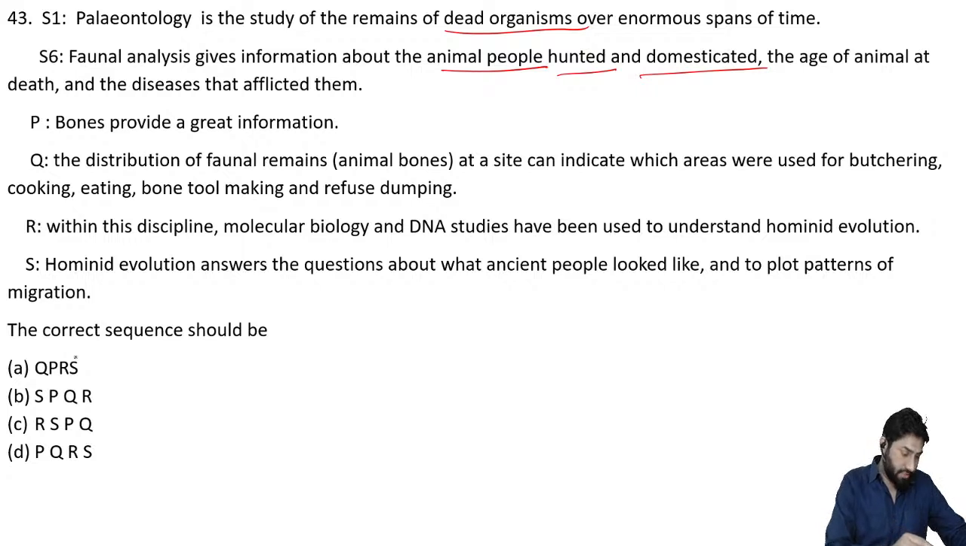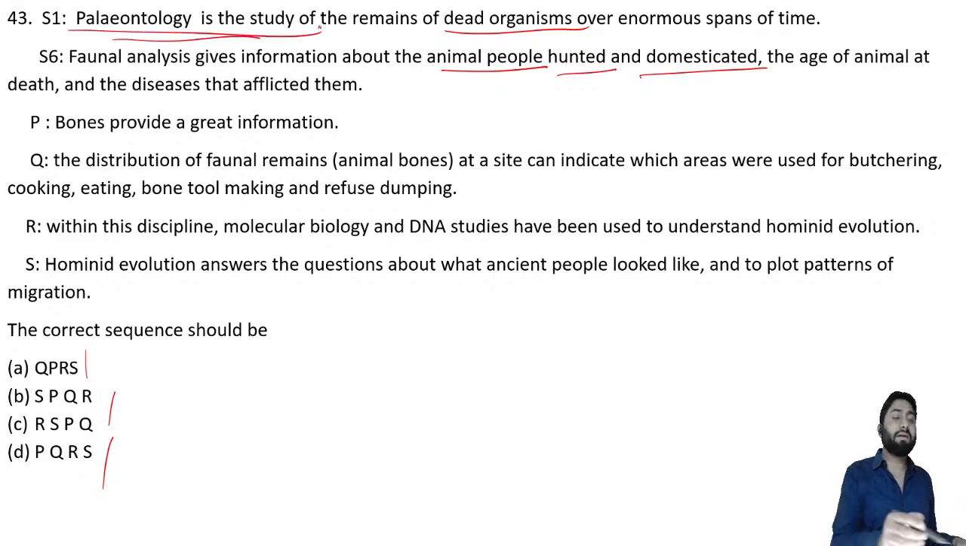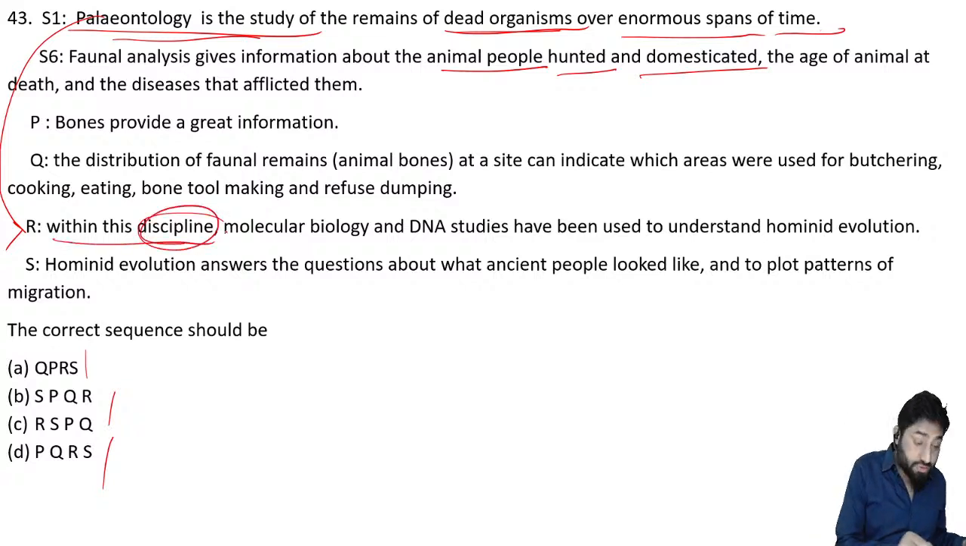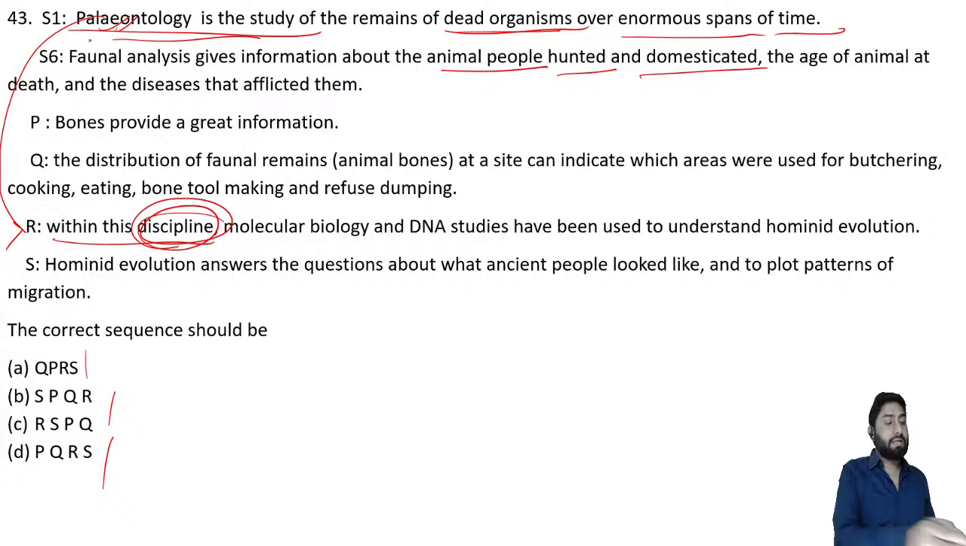Paleontology, we saw this, and you can see the options. For elimination, looking at the options is very important. Q, S, R, P are all given at the beginning of the options, right? Then you have to work on this and find the mandatory pairs. That's how you do it. 43, I think most of the students must have attempted. As far as the answer is concerned, this S1 has a relation with R within this discipline. So paleontology is the study of the remains of dead organisms over the enormous span of time. Within this discipline, we are talking about the same discipline that is the study, and that is why a link is forming here, a mandatory pair, right? So the option that we get as the answer is this one, C. So the answer is C.